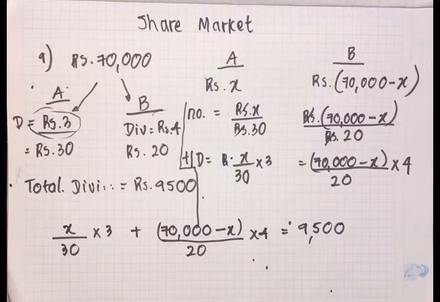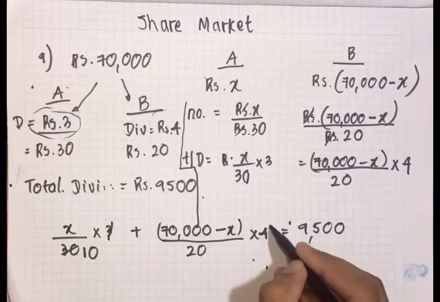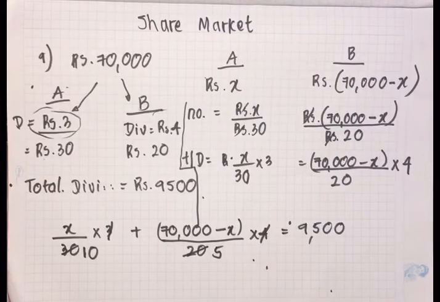Is that clear? Yeah. So you can cancel this off and you have 10 here. If you cancel off, you have 5 here. Okay. Now you should make the denominator the same. Is that clear? Yeah. So you have 10 here. In order to make the denominator the same, you have to multiply this by 2. Therefore you have x over 10.